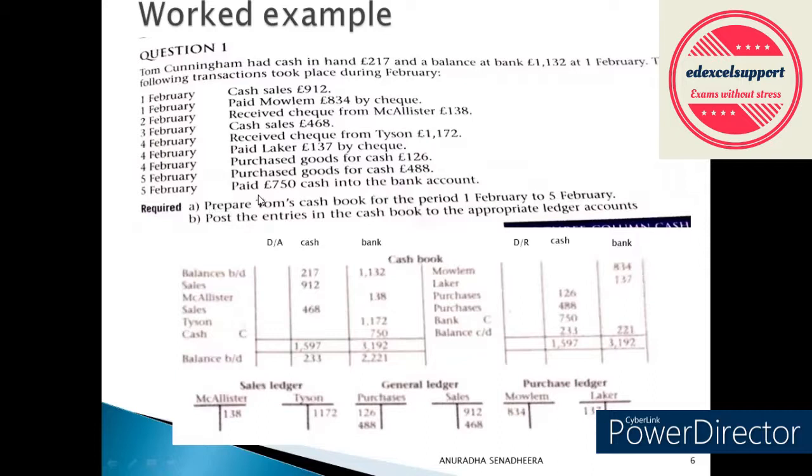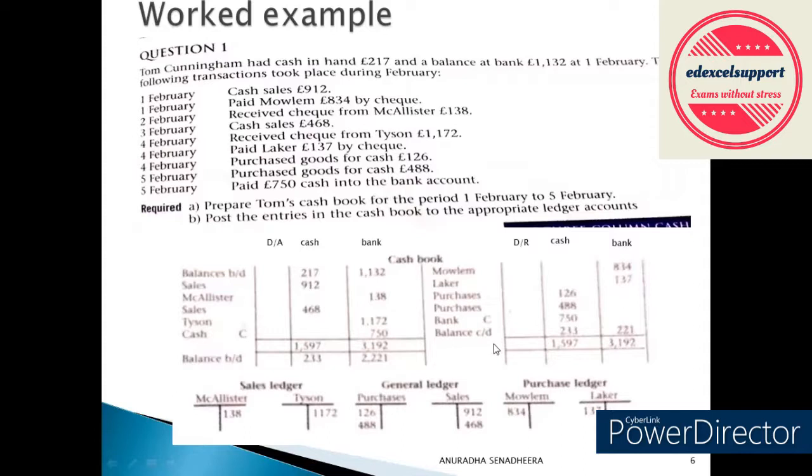5th February, paid 750 cash into the bank account. So you are paying 750 cash into the bank account, which means bank will be debited 750. And you write cash as the other account name, and the cash will be credited 750. You write the other account name bank. But this is recording both sides in the cash book, so we write this symbol C. So that's a contra entry.